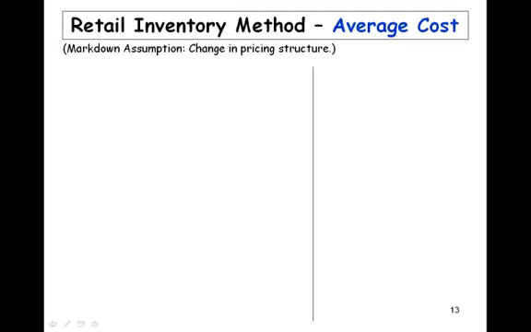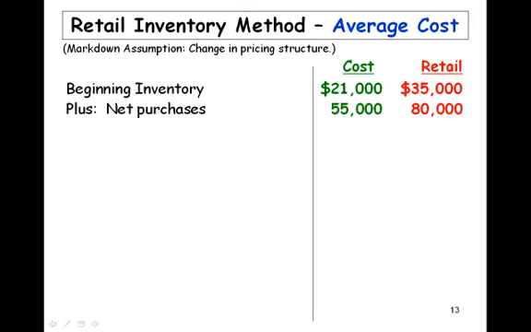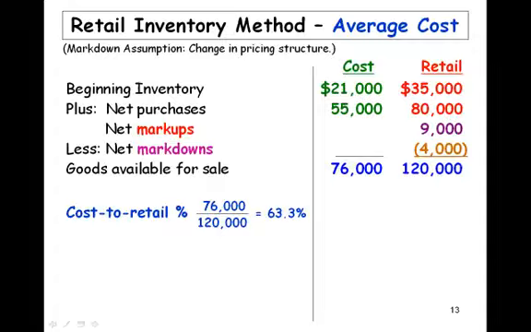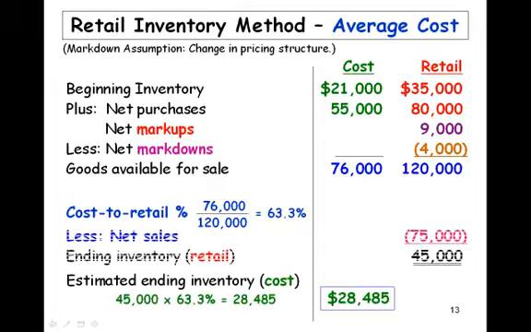The other assumption, which we will examine in the next example, is that the retail inventory method is approximating lower of cost or market because of a decline in the value of the inventory. We'll use the same facts except for the net markups of $9,000 and the net markdowns of $4,000. Once we compute the cost to retail percent, this example is completed the same as the earlier ones to find the estimated inventory of $28,485.